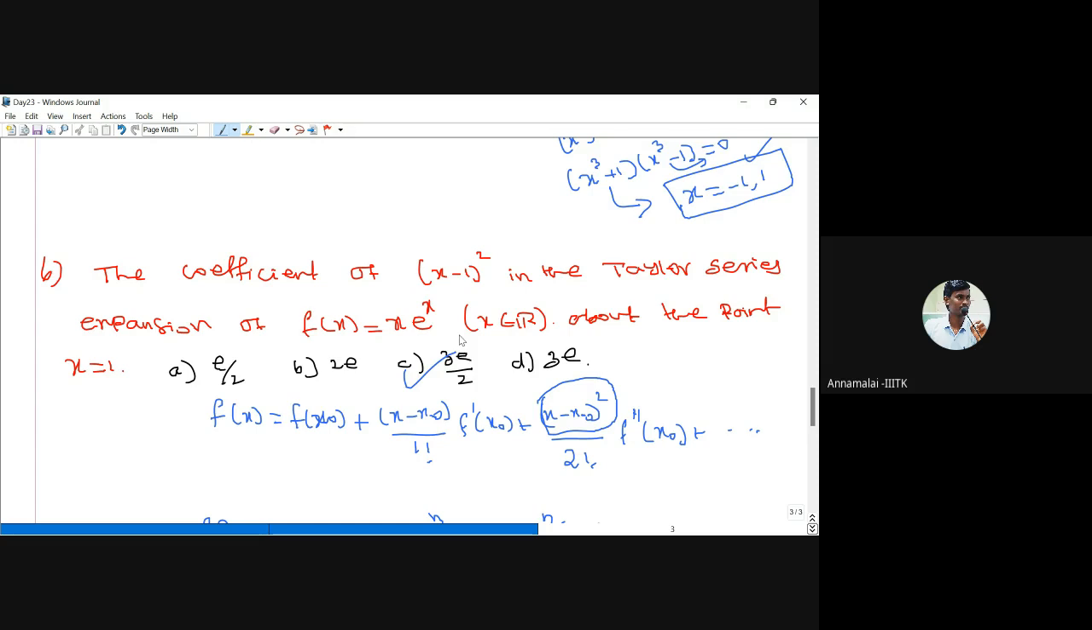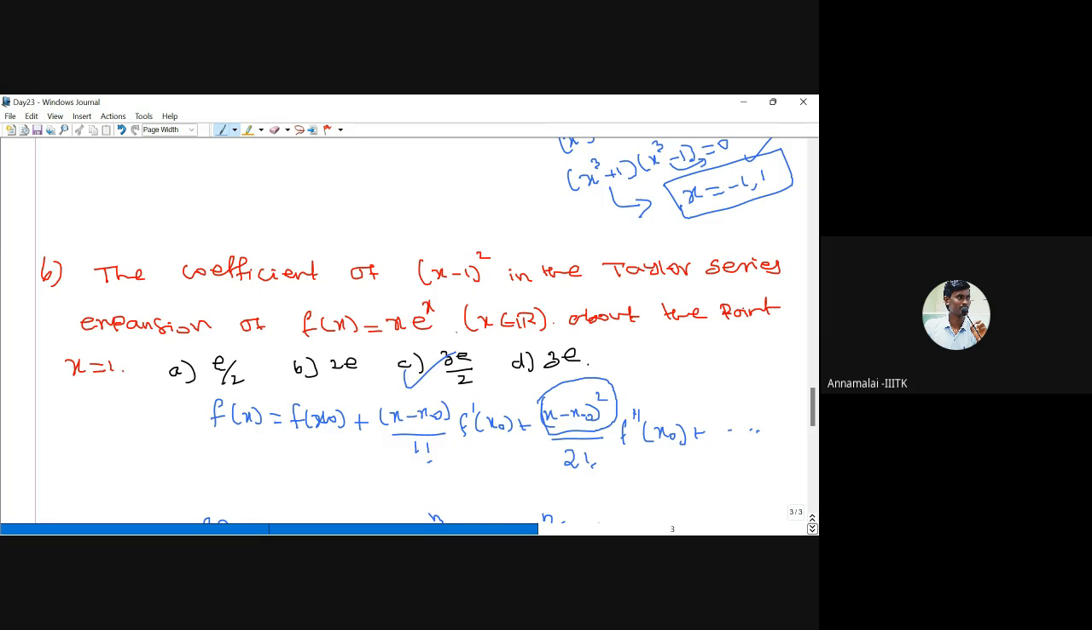Okay, anyway, if you see some other problem, this is a method to find the coefficient. Now we move to the next one. Next problem.